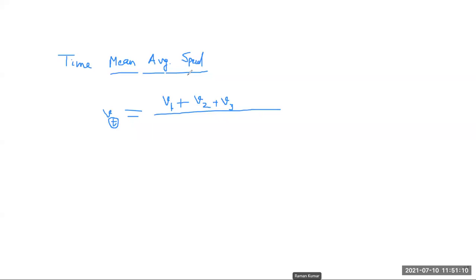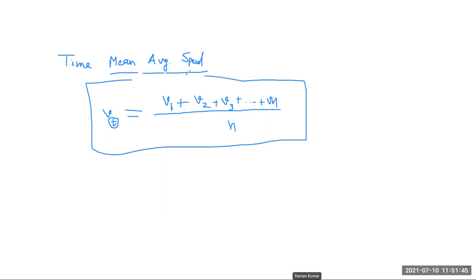So I think here I write V1 plus V2 plus V3 plus up to Vn, divided by n. This is the arithmetic mean of spot speed. The previous one was the harmonic mean of spot speed. This time mean average speed is the arithmetic mean of spot speed.